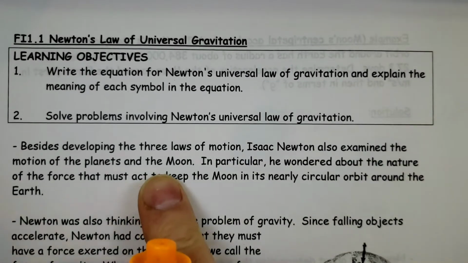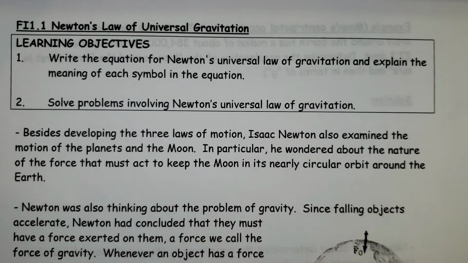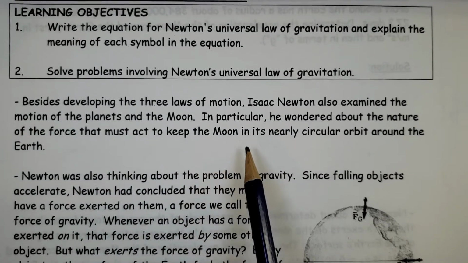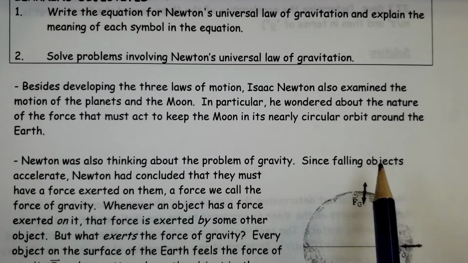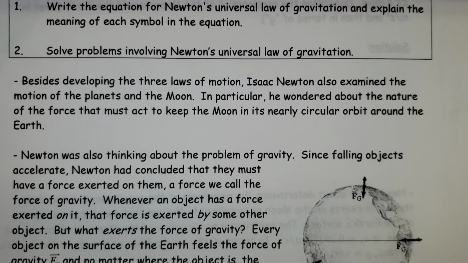Besides developing the 3 laws of motion, Isaac Newton also examined the motion of planets and the moon. In particular, he wondered about the nature of the force that must act to keep the moon in its nearly circular orbit around the Earth.